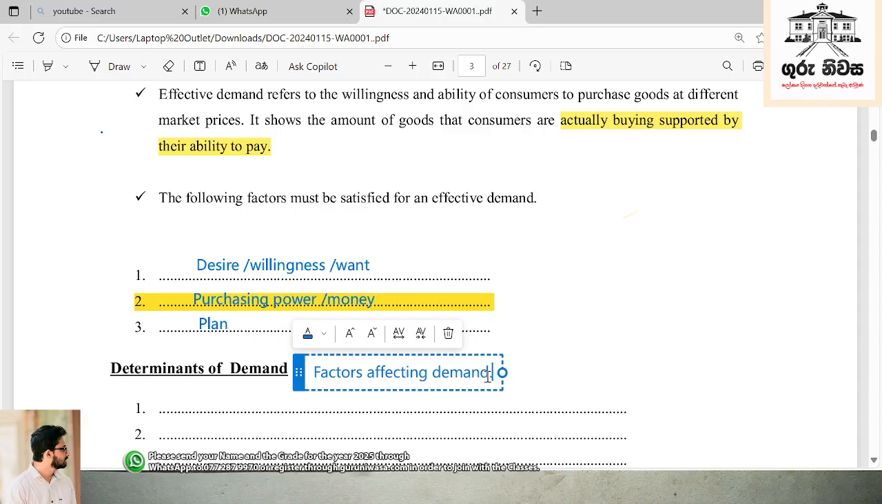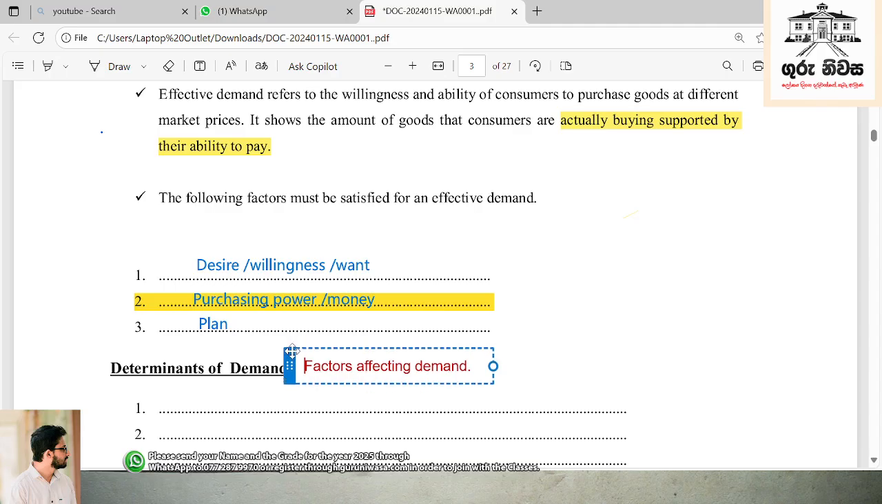Remember, this one is also called factors affecting. This is very important. Or we can say demand determinants. What does it mean? What are the factors affecting demand?